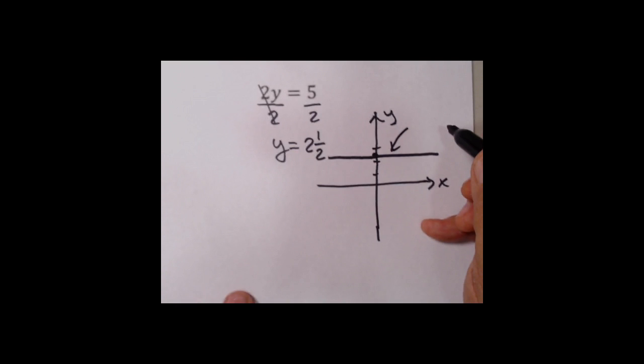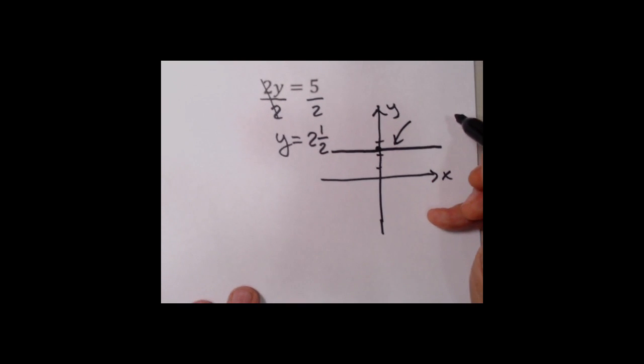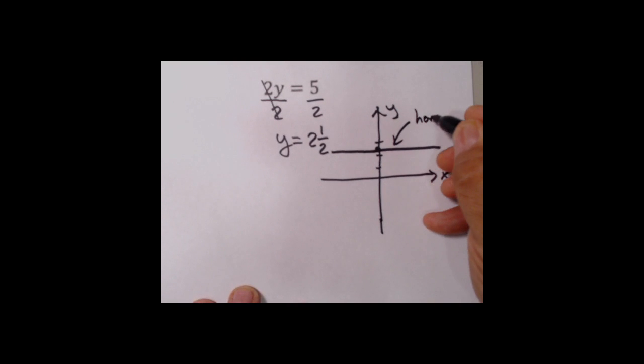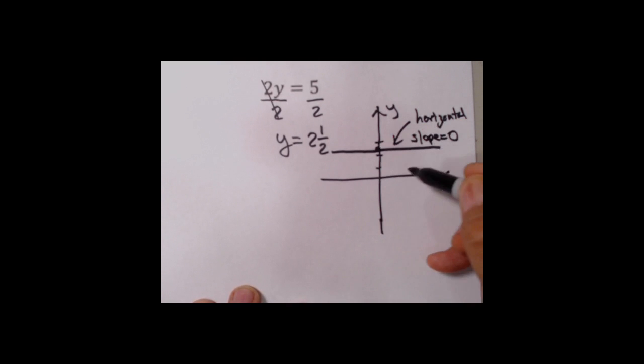And one of the things we know about horizontal lines is that they have a 0 slope. So since it's horizontal, the slope equals 0, meaning it's a flat line. Remember, all lines that are flat, wherever they are graphed like this, it means that the slope is 0.